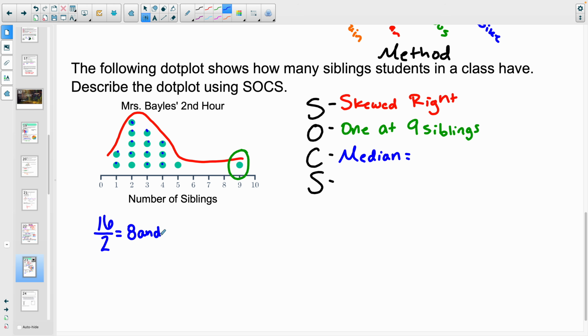So 8 and 9. Now we have to count up and see where our dots 8 and 9 are. So we have 1, 2, 3, 4, 5, 6, 7, 8, 9. So 8 and 9 are right here. They're both at 3. So our median is 3 siblings.